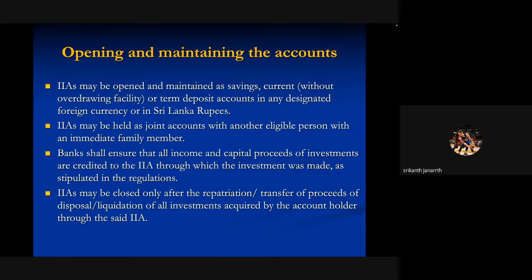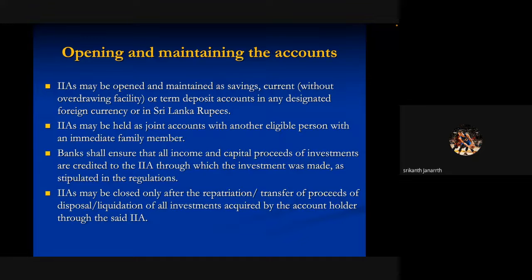So that facility is also now given to the investor to maintain the IIA in the form of foreign currency. Then an IIA may be held jointly with another eligible person. So an IIA could be maintained as a joint account with another eligible person. That is also possible with an immediate family member. You know the meaning of immediate family member by now, right? So it is spouse, parents, and children, right?